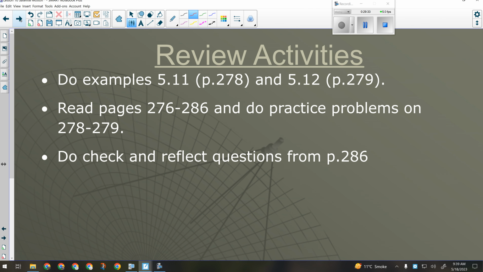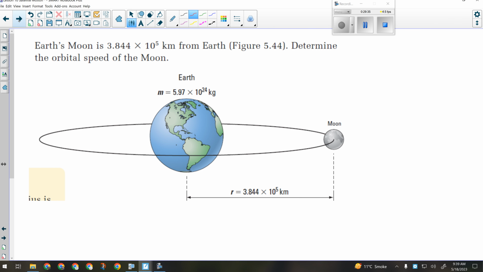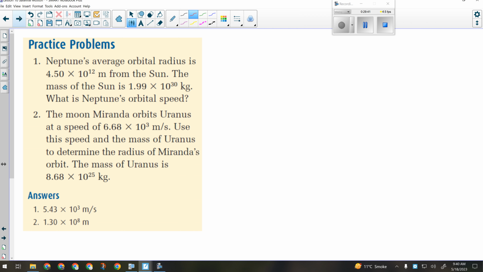Okay, so let's look at a few examples here. This one we did yesterday, so we won't do that one again, the speed of the moon in orbit around the Earth. But let's try these two. They're both, well, one's radius, one's speed. So they both use this. And neither one of them will need substitution.